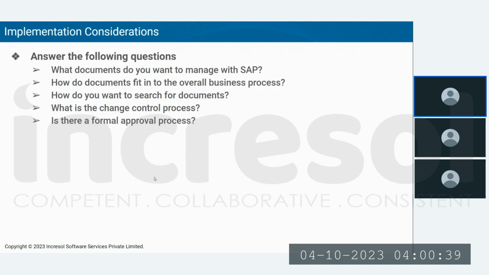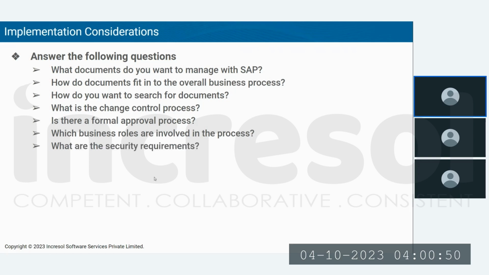This will be applicable for the above only. Are any approval processes involved? Which business roles are involved in the process? When you are mapping the documents to each stage of the business process, who is going to do what?